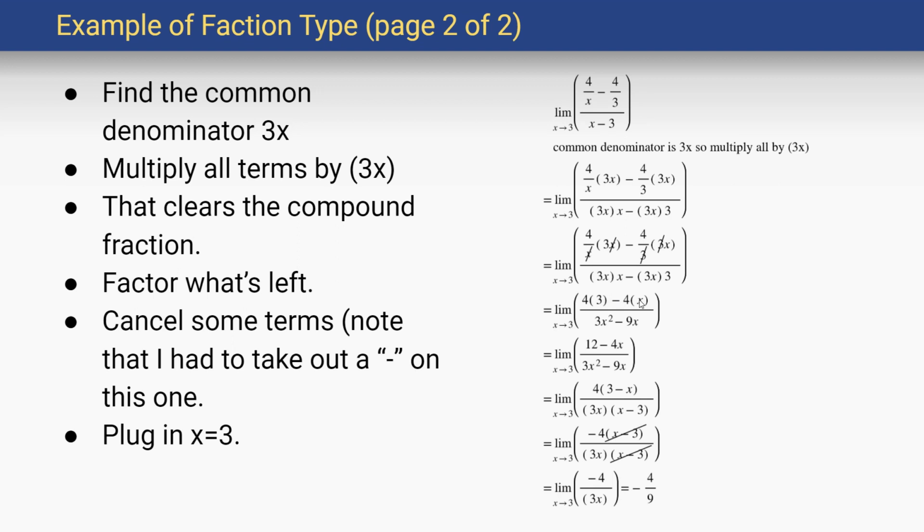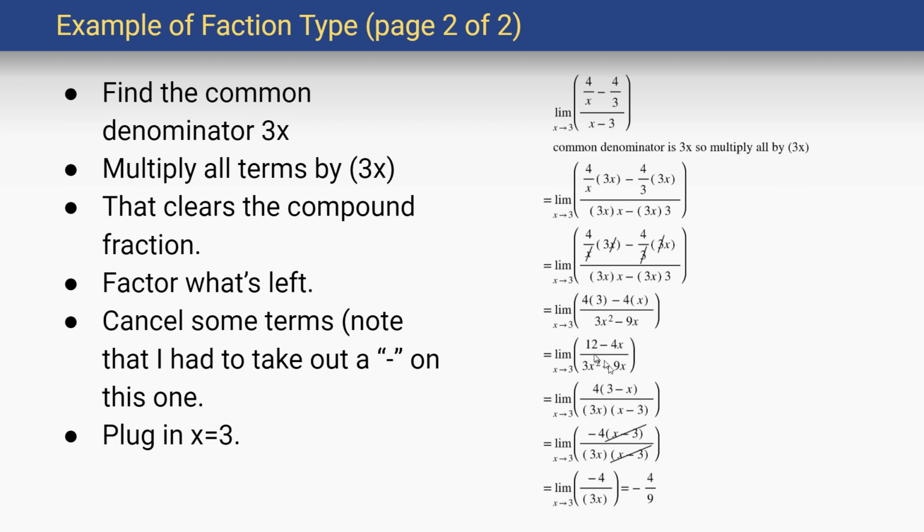In the denominator, it doesn't really matter if you multiply it out or not. In this case, I did. So I multiplied 3x times x, and I multiplied 3x by 3, and I got a denominator of 3x squared minus 9x. So I finished multiplying this out. I multiplied the 4 and the 3 and the 4 and the x, and I've got the limit as x approaches 3 of 12 minus 4x over 3x squared minus 9x.